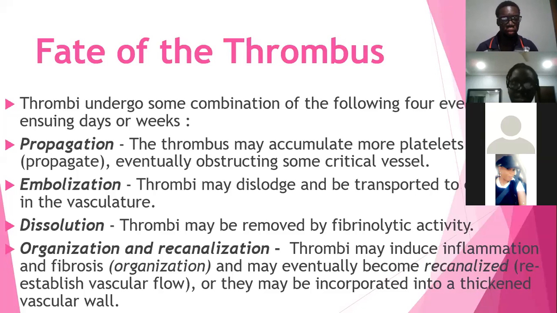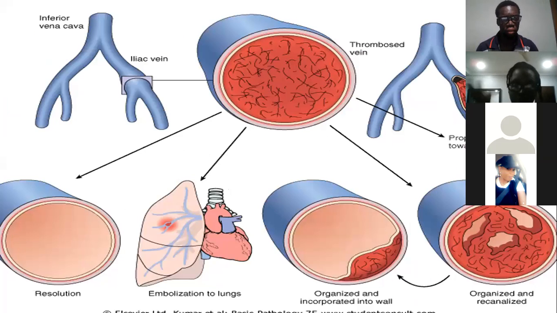Or it can undergo fibrosis, which is a process whereby you have fibrous tissue forming within the clot, and then the clot becomes recanalized. Okay, so this is a pictorial form of what I was saying. So you have the thrombosis, the blood clot which has formed. It can resolve such that it is dissolved completely by fibrinolytics, or it can undergo embolization, whereby it becomes mobile and can go to any organ, for example, the lungs.